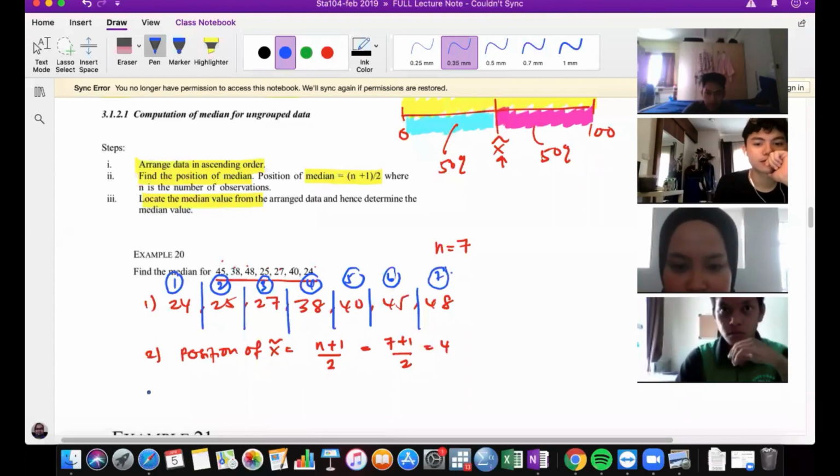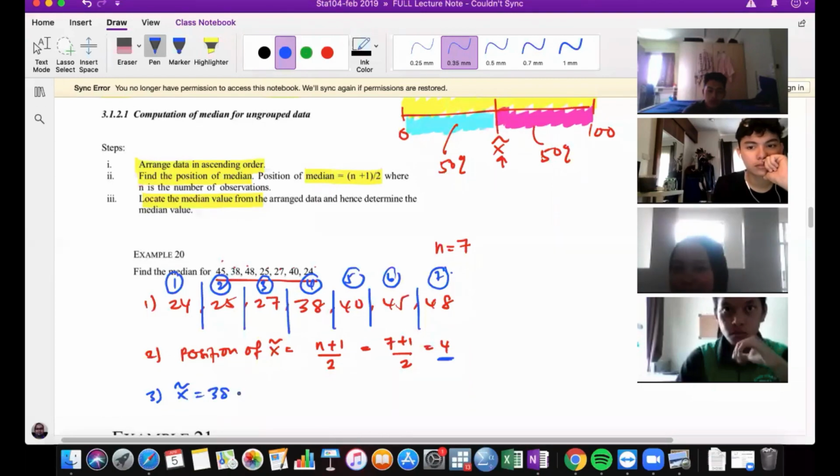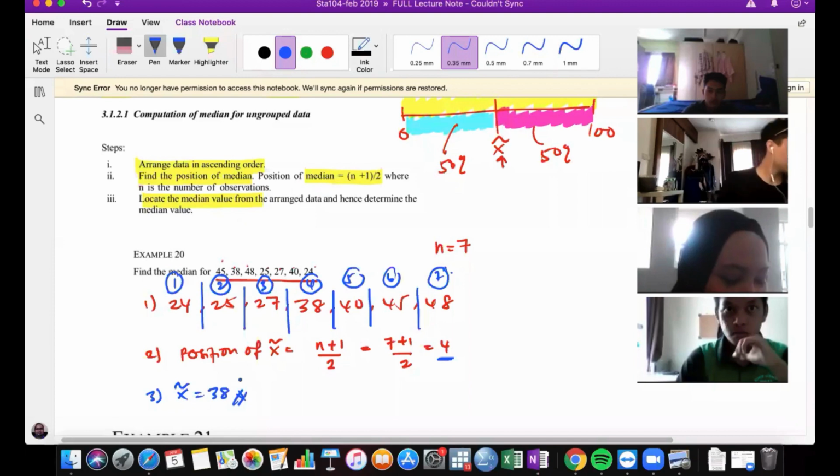So step number 3, you need to locate the median value. The location of median is position number 4. So number 4 is 38. So the median value is 38. Right. So this is how you calculate median for ungrouped data.